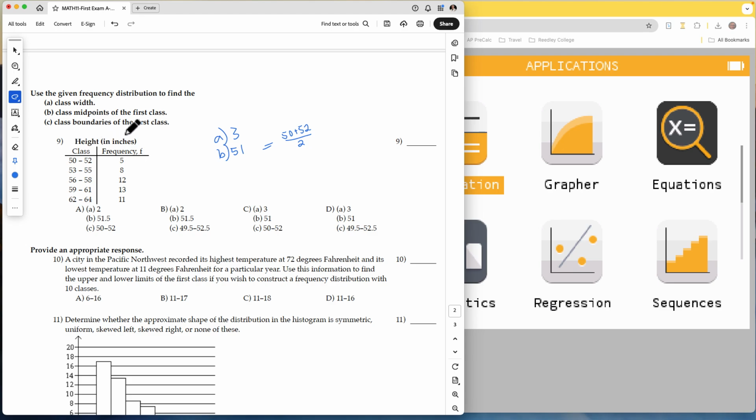And then finally, class boundaries of the first class. So the class boundaries, since 50 is included and 52 is included, we need to go a half on either side, right? So we subtract a half from 50. So 50 minus 0.5, and then to 52 we're going to add 0.5, and so we get 49.5 and 52.5 for the boundaries. So that's why we're going to go with D.